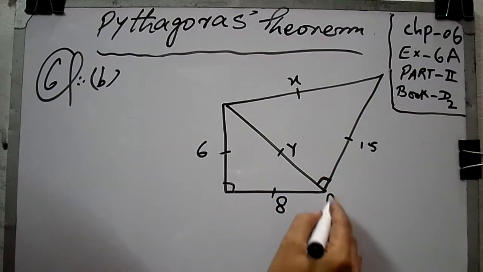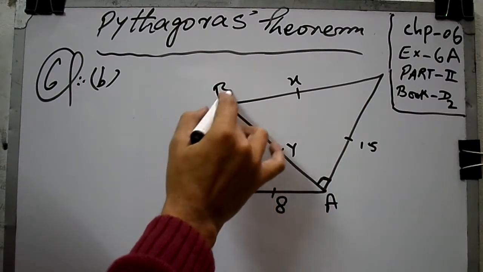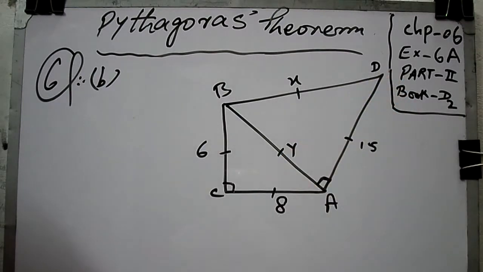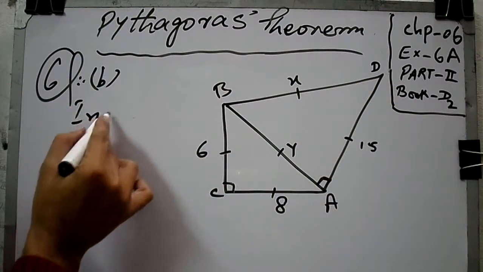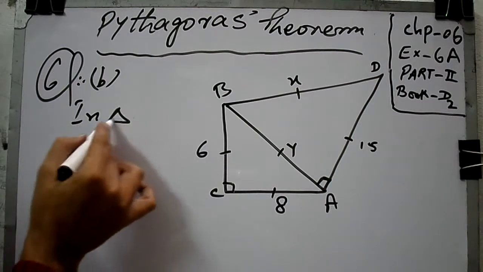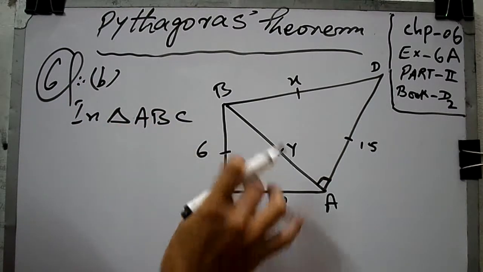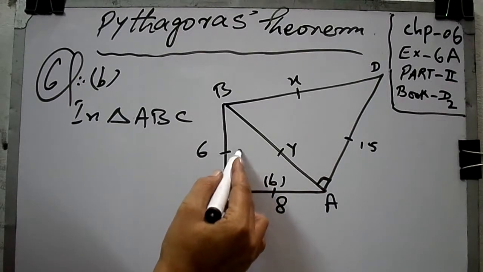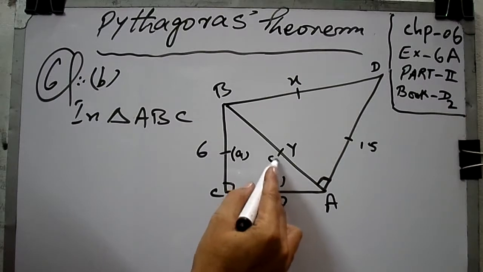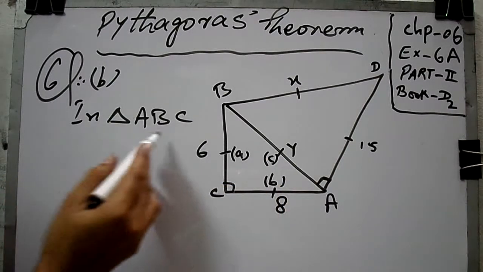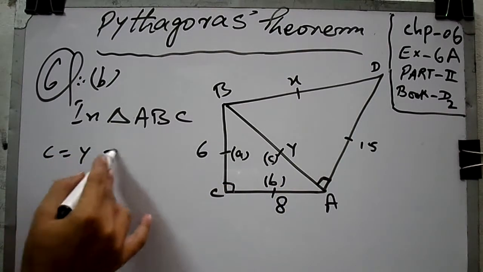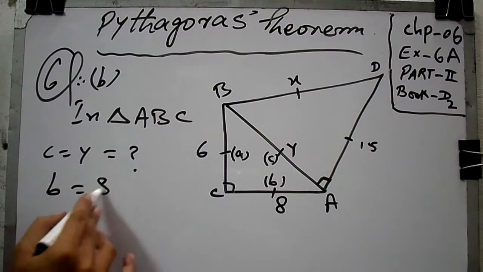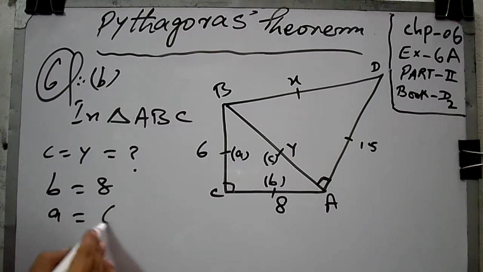For example, that is your A, B and C, and that portion is your D. So take triangle ABC. Here you see that is your base, that is your altitude, and that is your C, the hypotenuse. Here in this triangle C is equal to y, which we are going to find out.